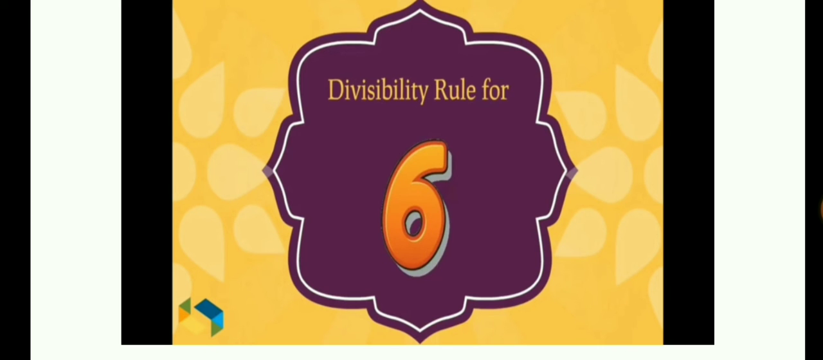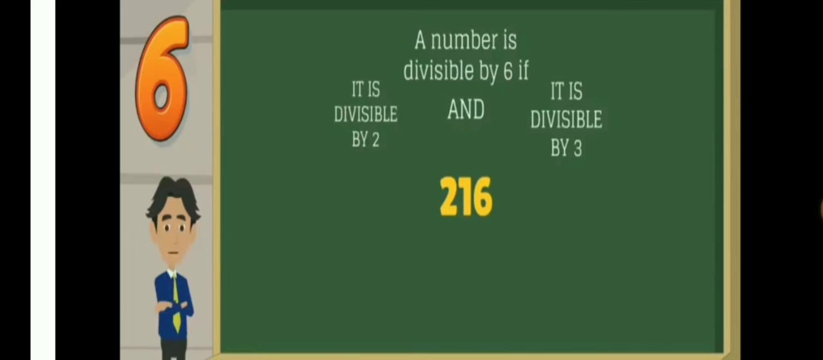Now just move on to the divisibility rule for 6. A number is divisible by 6 if it is divisible by 2 and it is divisible by 3. So it is quite different. For the divisibility rule of 6, we have to check by two numbers. One is by 2, another one is by 3. If it is divisible by both only, the given number is divisible by 6. Otherwise, it is not.